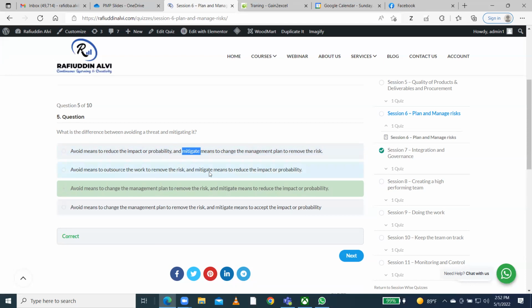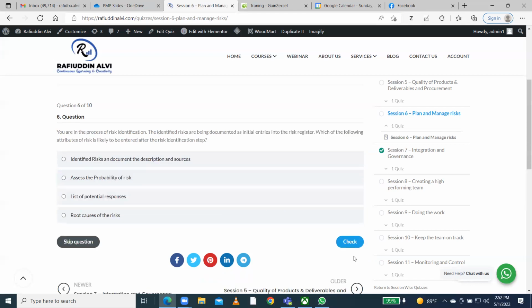Where is mitigate? What is the impact? Reduce the impact. So at least it can't be first and fourth. That is sure. Then after that, avoid means outsource. When avoid, why will you outsource? Like that you can say. We can change the plan to remove the risk. Like this you have to use the elimination technique and you can answer the question.